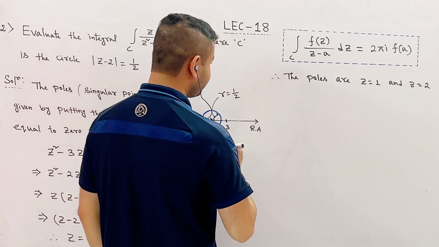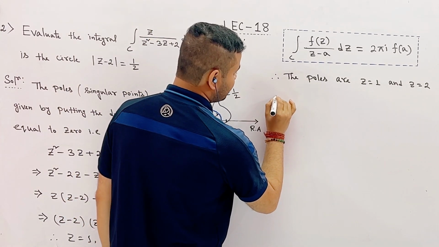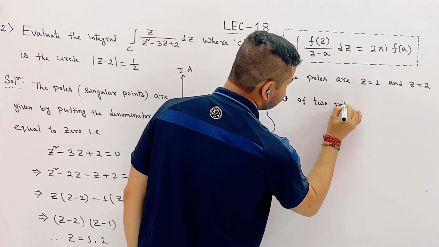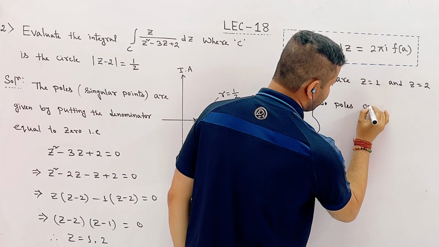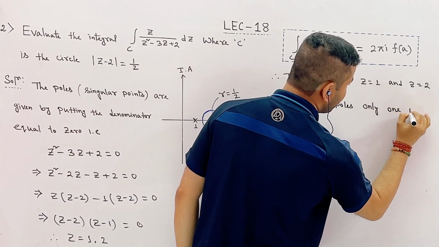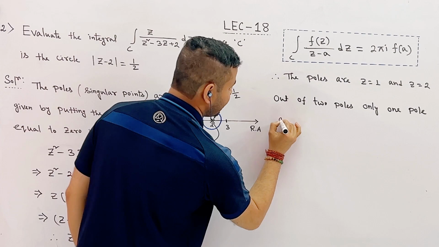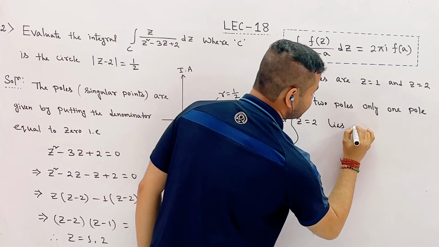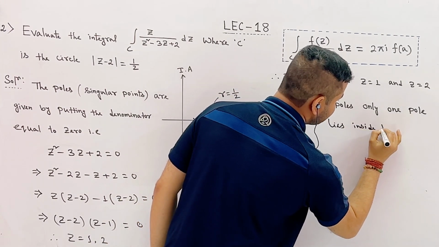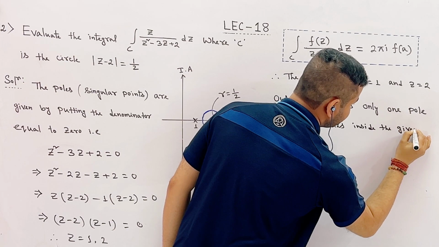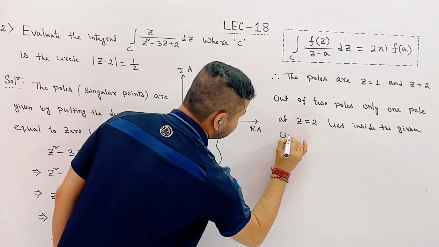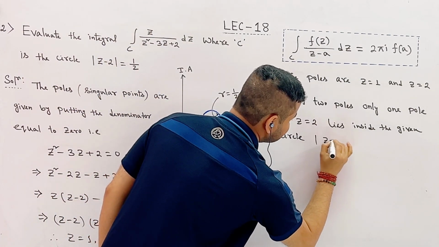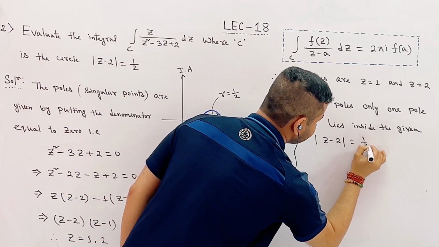Let me write these points. Out of two poles, only one pole at z equal to 2 lies inside the given circle, modulus of z minus 2 equal to half.